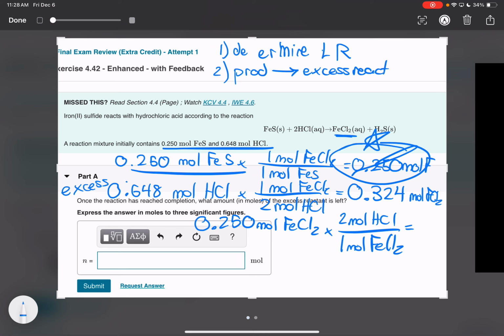Okay, so this one is 0.5 moles of HCl was actually used up. But I had 0.648. So I used up the 0.5, so left over I have 0.148 moles left over.